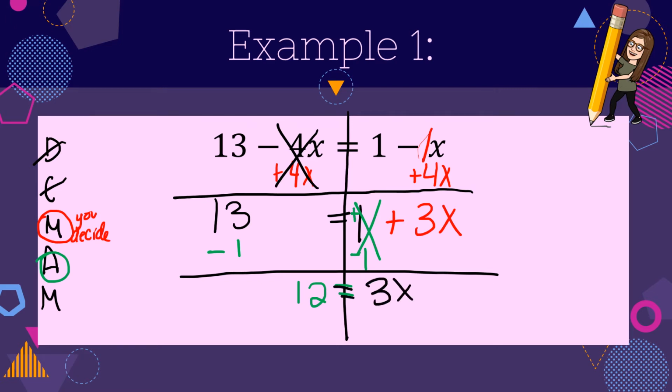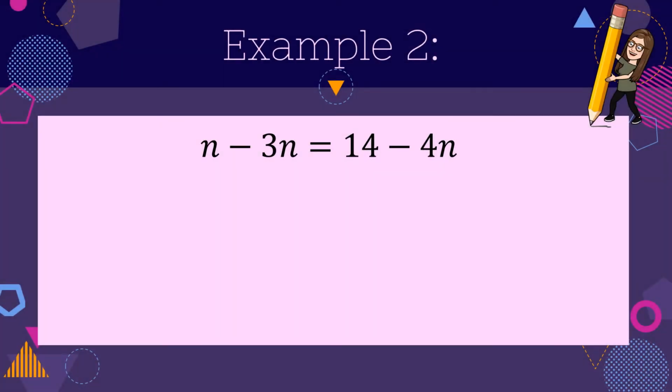And my last step, as always, is to undo any multiplication or division. Instead of times 3, we're going to divide 3. Opposites go away, my x falls down, and 12 divided by 3 is a nice clean 4. So this was a 3-step problem, but I had to understand how to add or subtract a variable. Let's try another one.